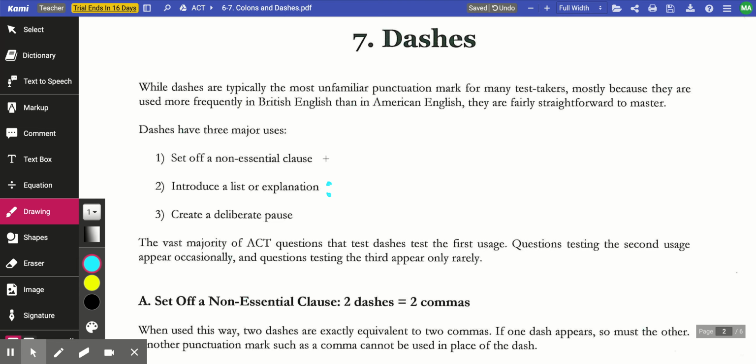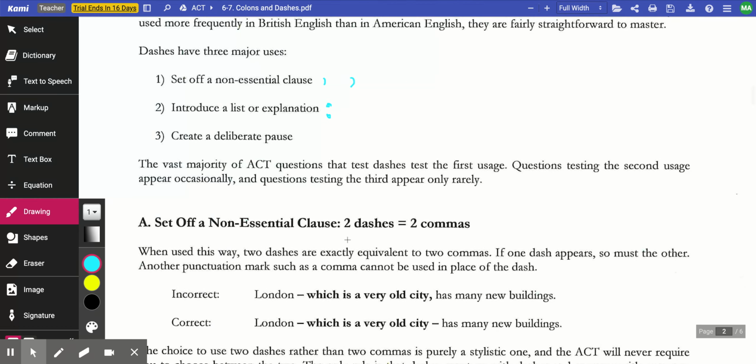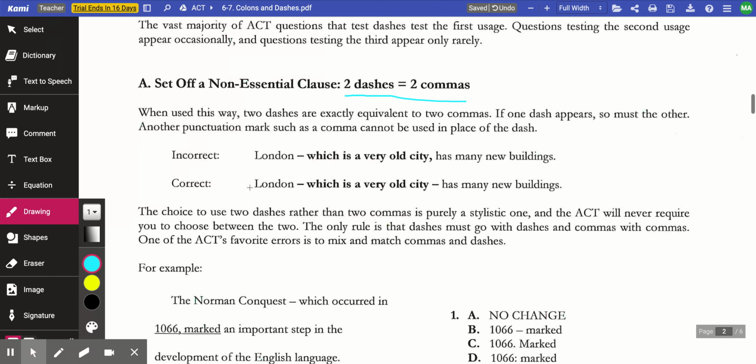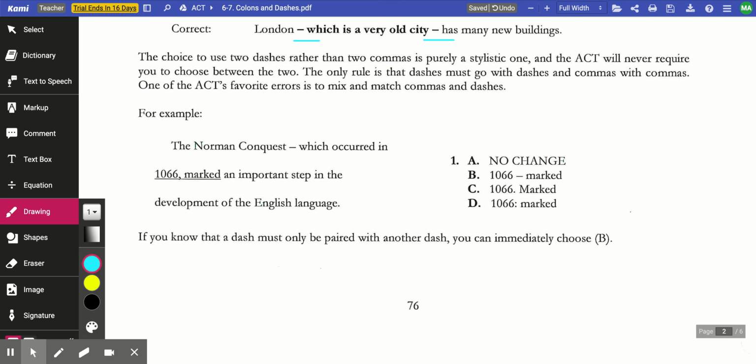The most common use of dashes is to set off a non-essential clause. Normally, we do this with 2 commas, but as long as you have 2 of the same, it doesn't matter which one it is, commas or dashes. So in this example, London, which is a very old city, has many new buildings. You could put 2 commas there or 2 dashes. It doesn't matter as long as they're the same. So in this example, the Norman Conquest dash, which occurred in 1066, comma, marked an important step in the development of the English language. Because we have the dash here, we also have to have the dash in the answer because you got to have 2 of the same.